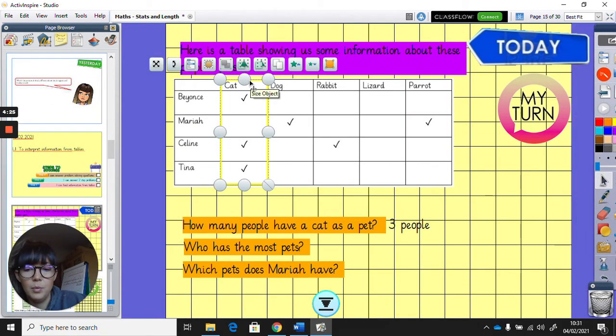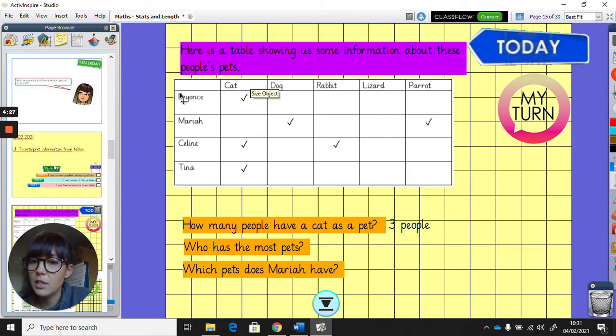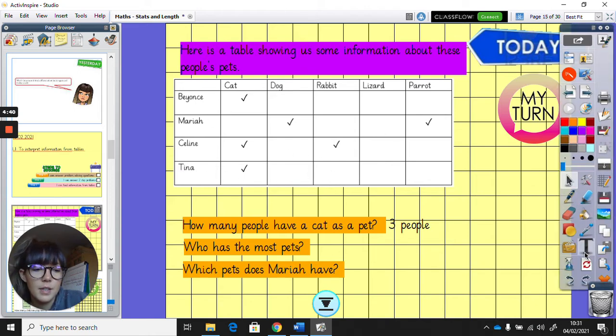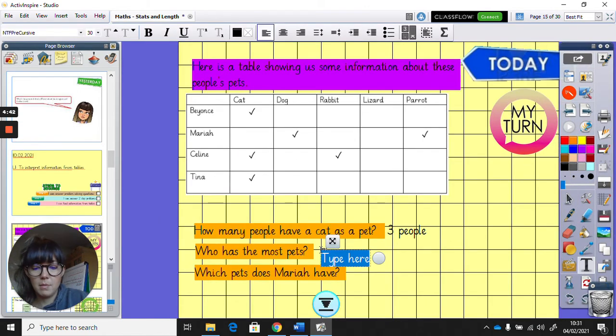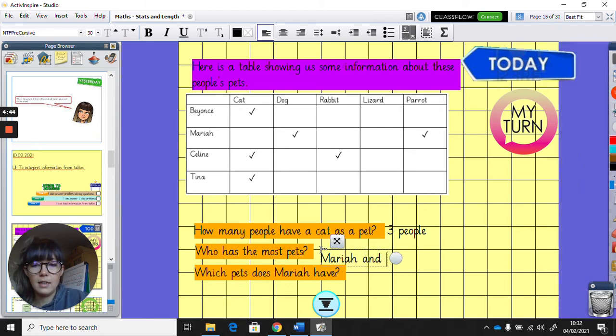Which person, individual person, has the most pets? Now that's going to be a tricky one, isn't it? Beyonce has 1, Mariah has 2, Celine has 2, and Tina has 1. So the answer for that one is going to be Mariah and Celine. And then you can put in brackets 2 pets. That would give more information.